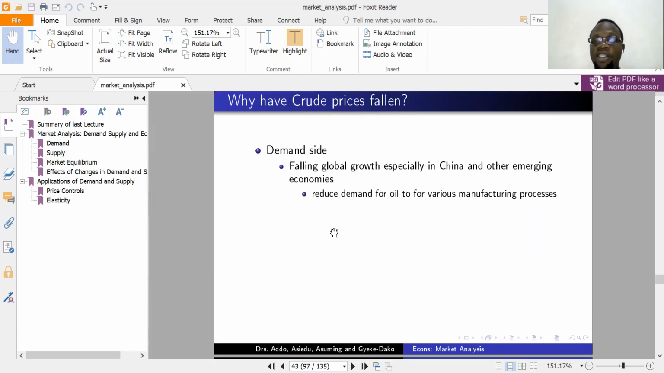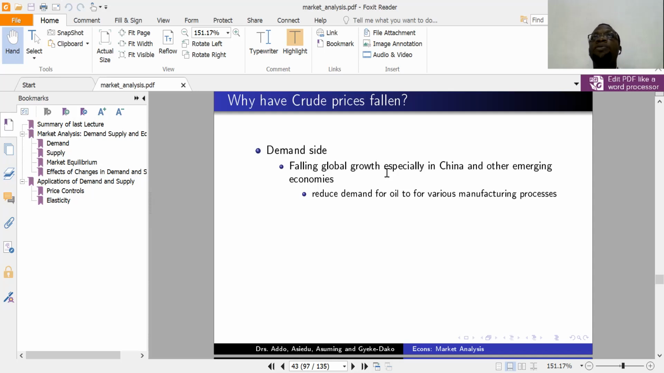Why have crude prices fallen? As I said, there are demand side factors that can cause that, and there are supply side factors. So the demand side factors: consumer demand wasn't so high. So, falling global growth, especially in China and other emerging economies. So demand shocks. People were not demanding much.